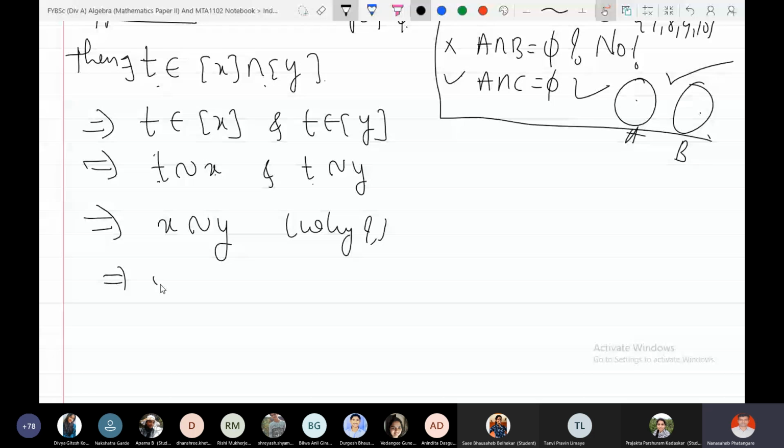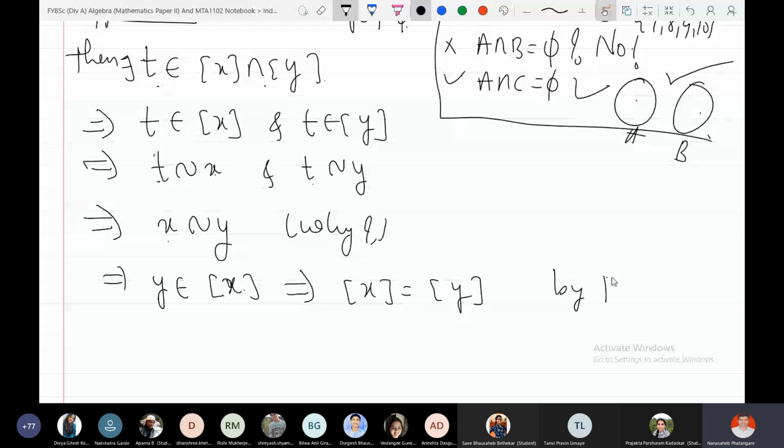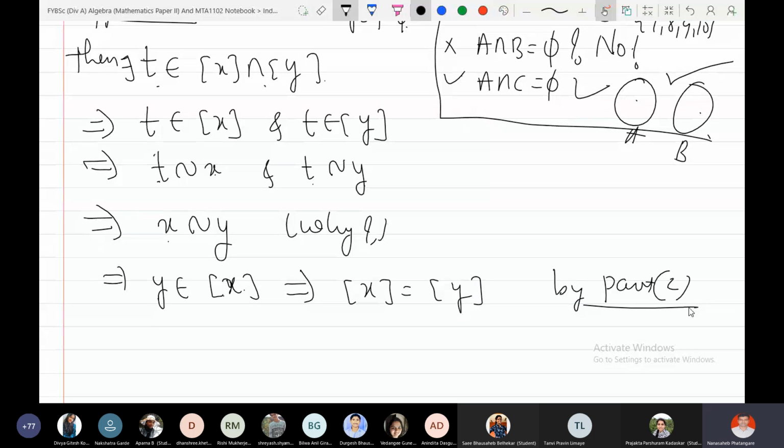Y is related to X, so Y is a member of the class of X by previous discussion, right? But if Y is a member of the class, then by the second part of the theorem, the equivalence class of X is the same as the equivalence class of Y. Is it correct?